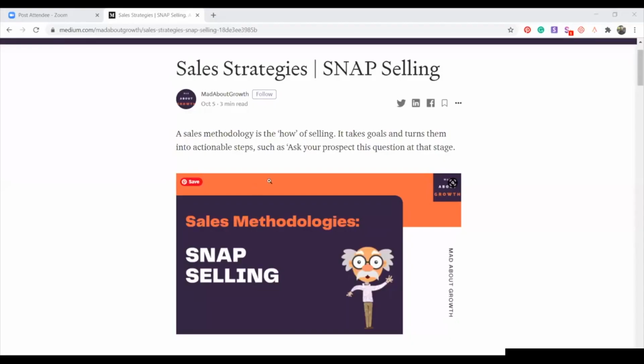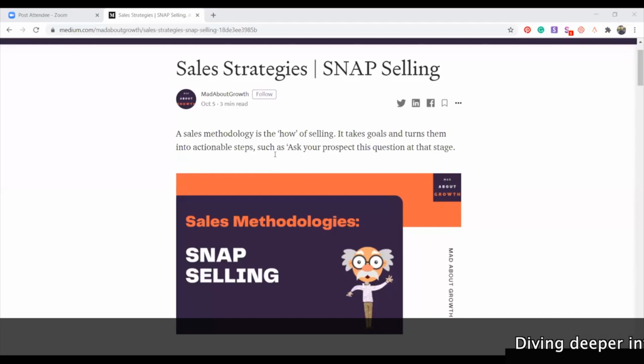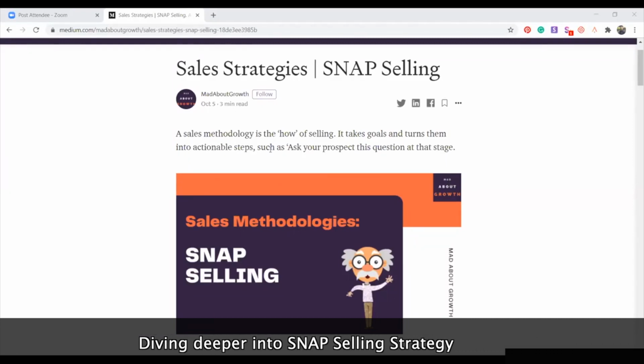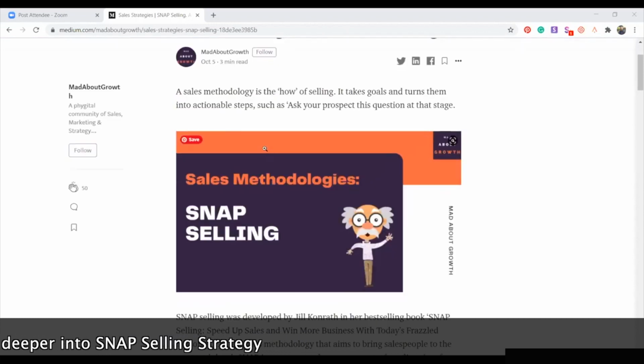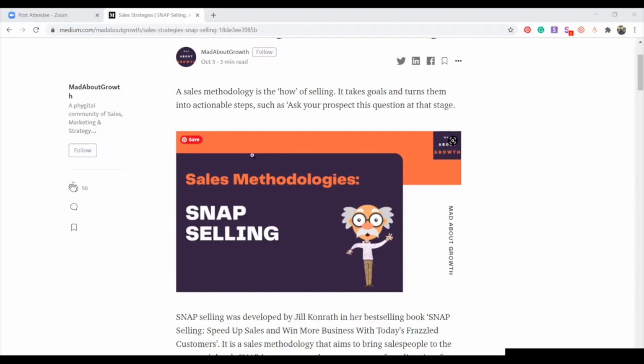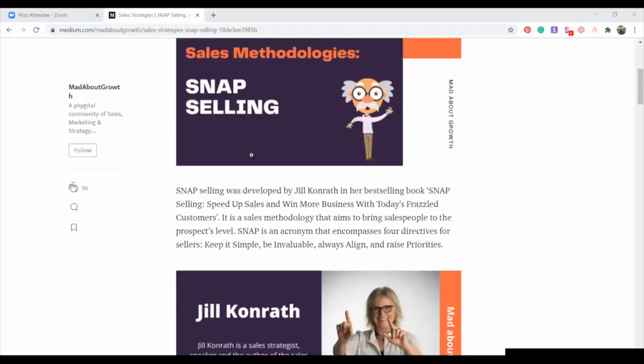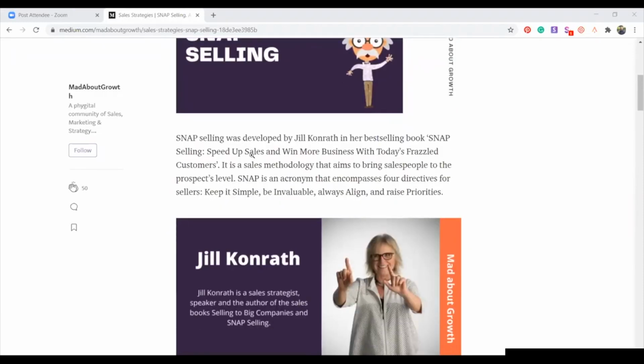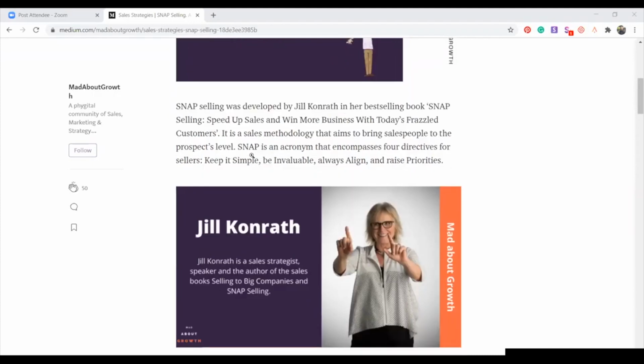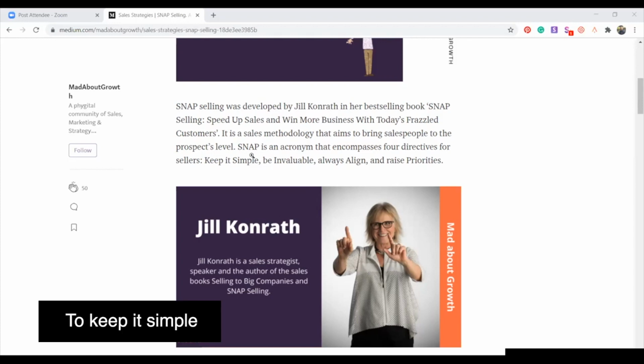So I'm going to discuss snap selling, which is one of the strategies that we were discussing in the higher-up macro view of all the sales strategies. Snap was developed by Jill Konrath, and it talks about four steps or directives, which are to keep it simple, be invaluable, always align, and raise priority.